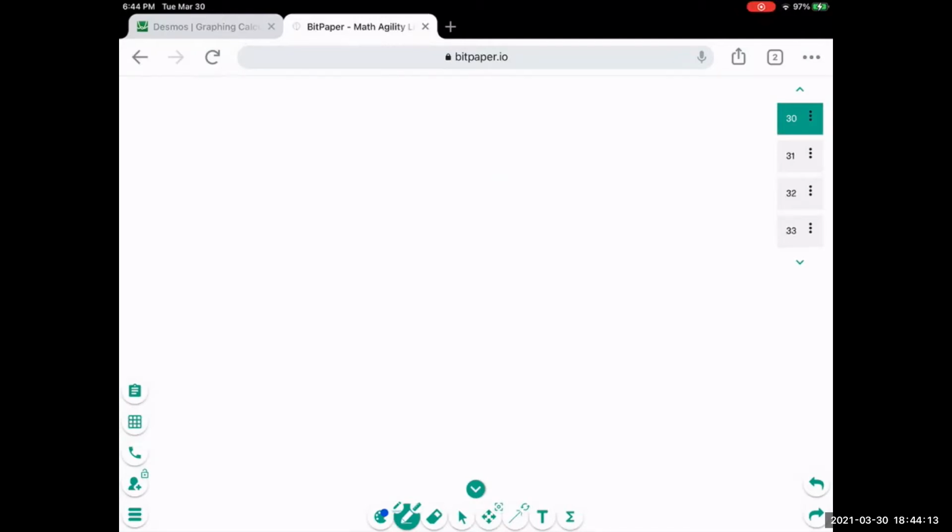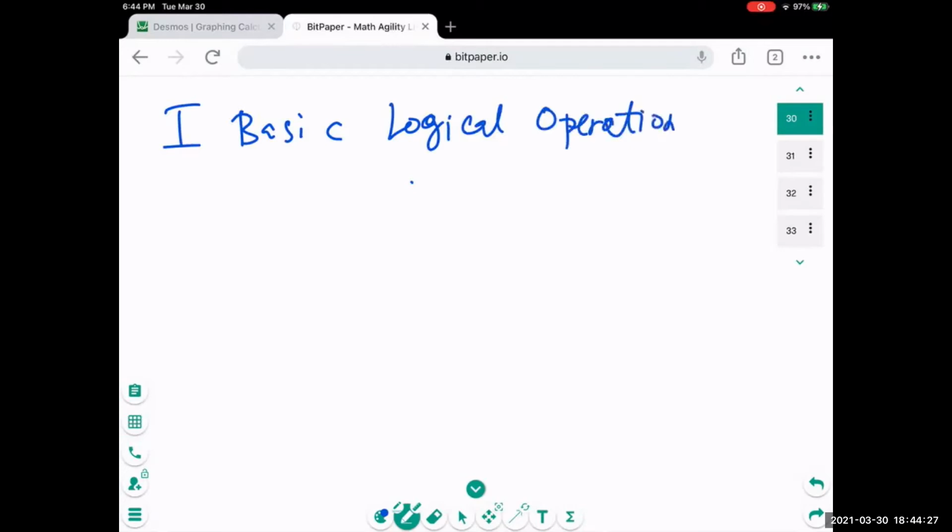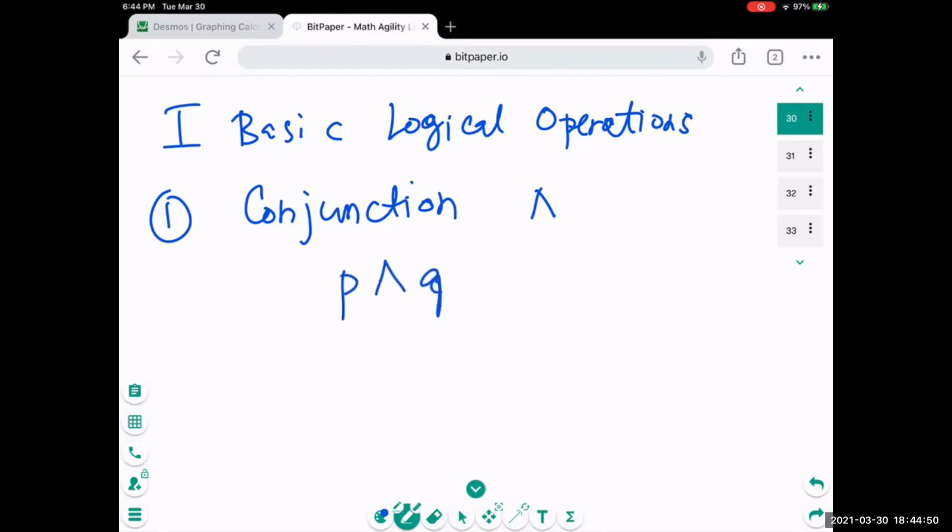Okay, so for first part of our Roman numeral number 1 is the basic of logical operations. So yung una natin would be the conjunction. Number 1 is conjunction. So ang symbol ng conjunction ay parang inverted na V. Pero walang side sa baba, right? So ginagamit natin to P conjunction Q, right? Ganyan yung pagbasa niya. So P conjunction Q.